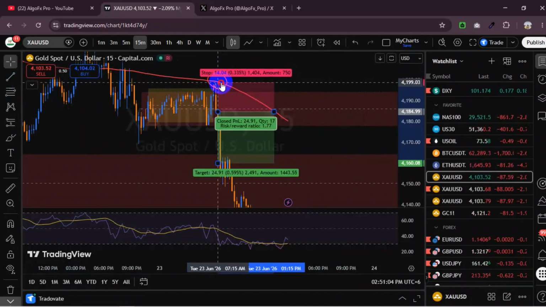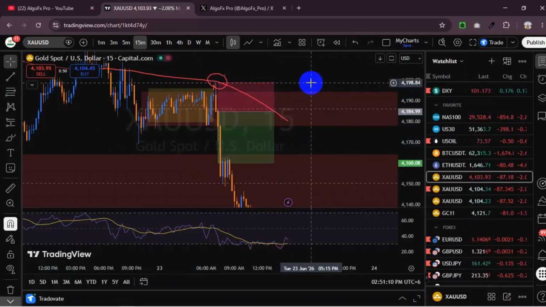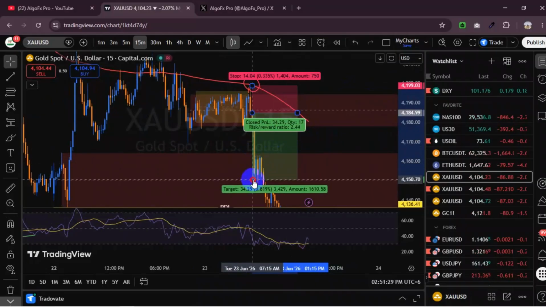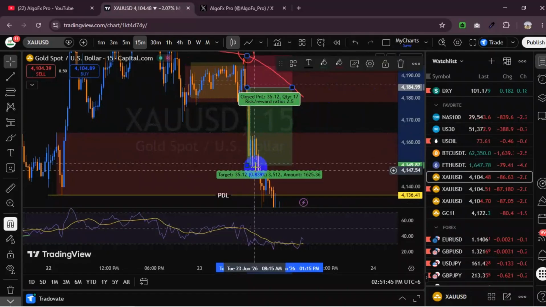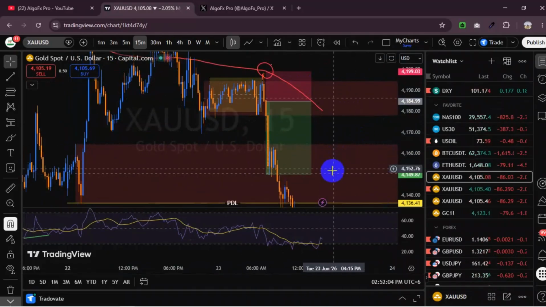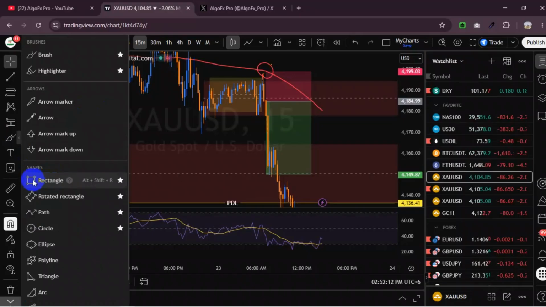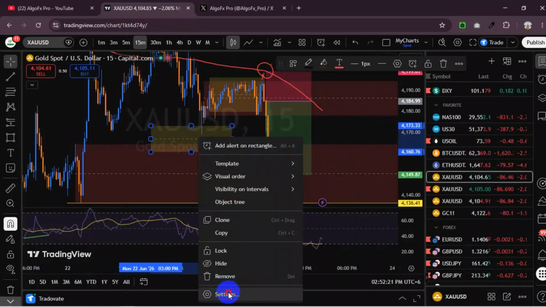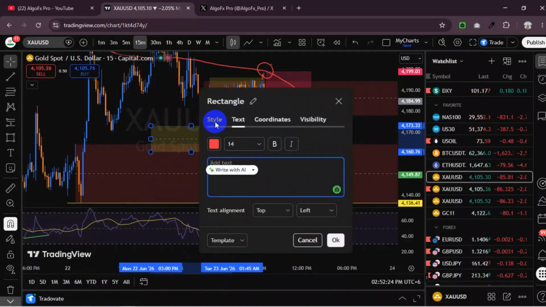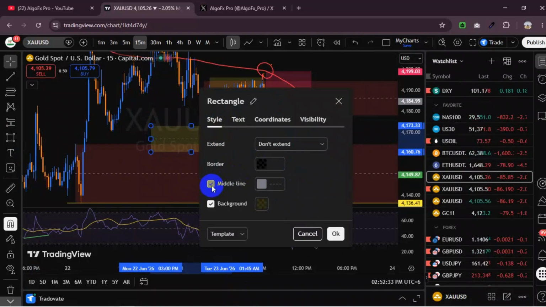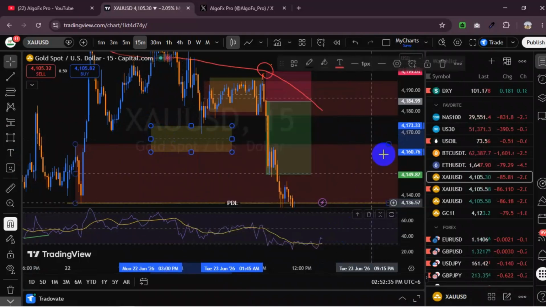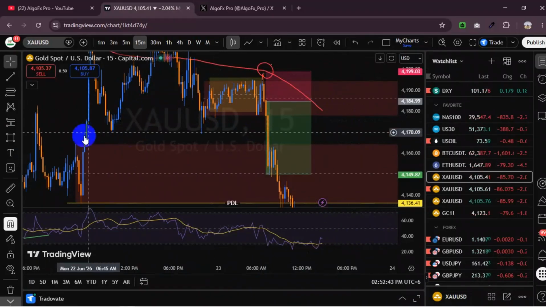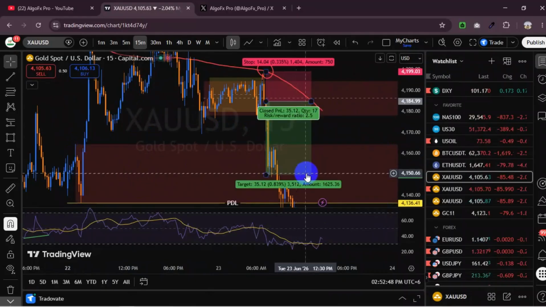Our SL will be just above the 15-minute candle and our target will be 50% of the bottom order block. Here is the 50%, and here you can see we are getting 2.5 RR. So how do I mark the 50% of an order block? If you take this rectangle tool and place it, right click here, go to the settings, you just have to check this middle line and okay, here you can see the middle line. This is the 50% area of this box. So when I mark the full order block, I get the 50% here.